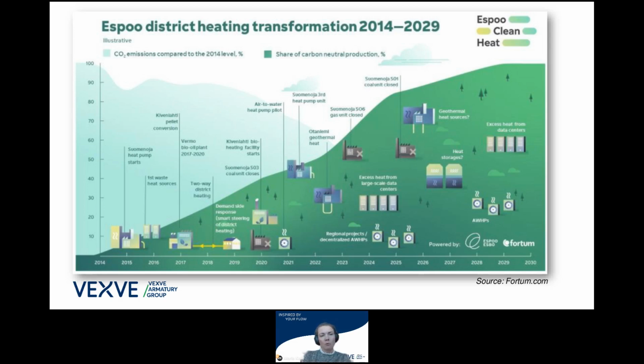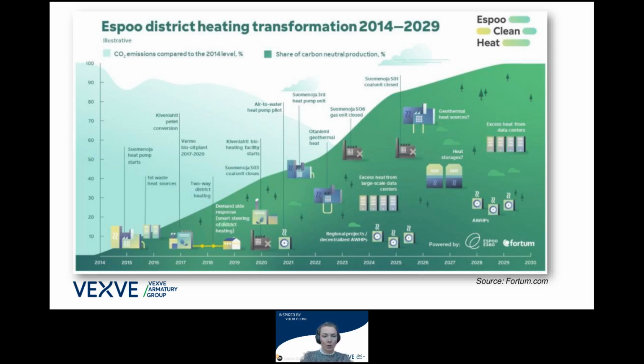And Espoo, among many other cities around the world, they are working for a cleaner world, and their target is to be carbon neutral by 2030. And a big part of that is decarbonizing their district heating network. Currently, there are 2 coal-fired CHP plants, which will be phased out by 2025. And on this slide, you can see the steps of Espoo Clean Heat, this decarbonization program, and how those plants already have been replaced and what kind of plants there are.